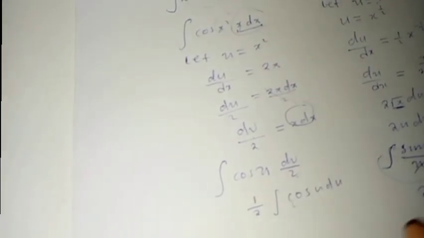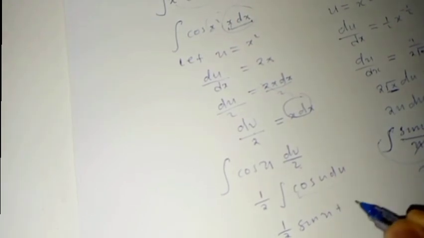What is the integral of cos u du? This is just sine u plus c. So this is going to be 1/2 sine x² plus c. We're also done with this part.